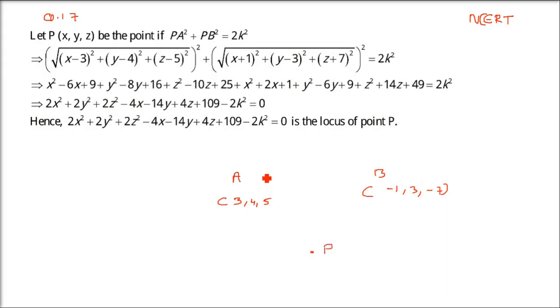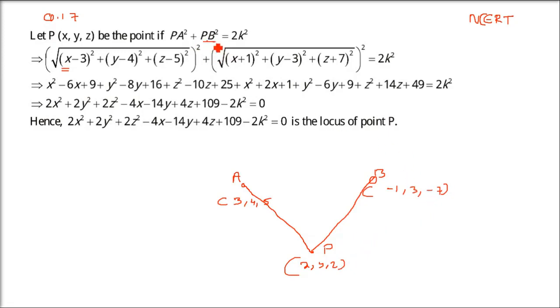There is a point P which moves such that the distance of this point P from A and P from B have a relationship, and this relationship is given. PA square plus PB square equals 2K square. So just assume P to be x, y, z. Now take the distance x minus 3 whole square, y minus 4 whole square, z minus 5 whole square. This is your under root of, and we already have a square, PA square. Now put PB. PB is what? X plus 1 whole square, y minus 3 whole square, z plus 7 whole square.